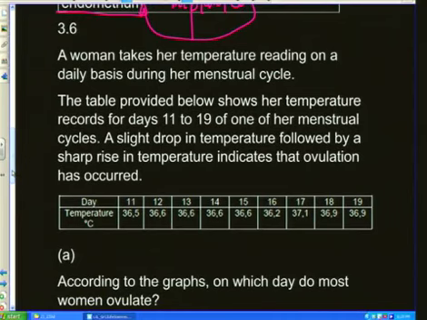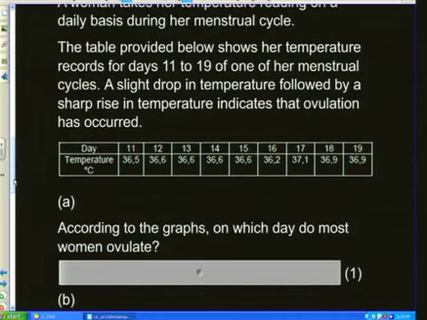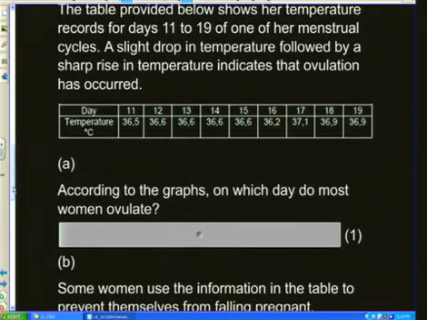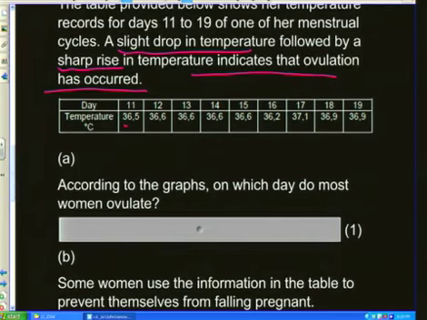A woman takes a temperature reading on a daily basis during her menstrual cycle. The table below shows her temperature records for days 11 to 19 of one of her menstrual cycles. A slight drop in temperature followed by a sharp rise in temperature indicates that ovulation has occurred. A slight drop in temperature followed by a sharp rise in temperature will tell you that. So day 11, 36.5, 36.6, 36.6, 36.6, 36.6, 36.2, 37, 36.9, 36.9. So you need to look at that.